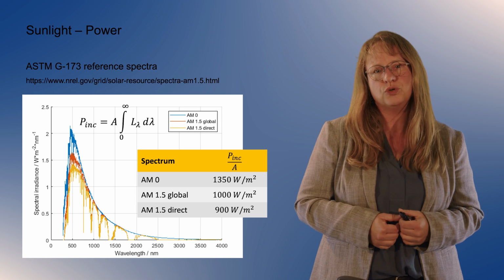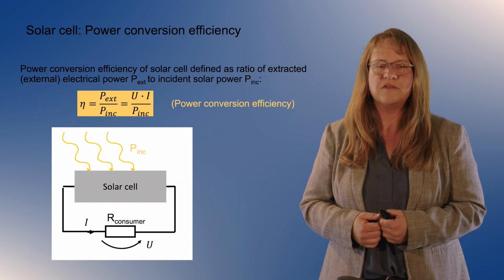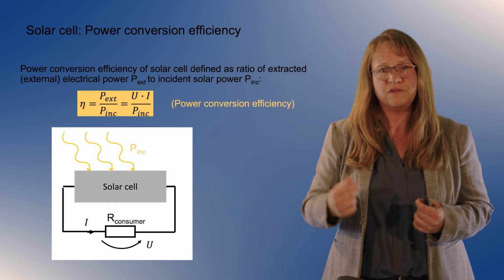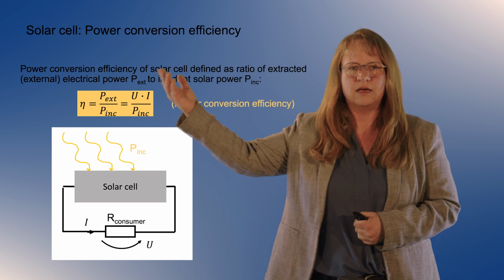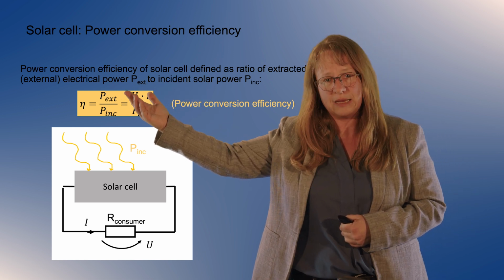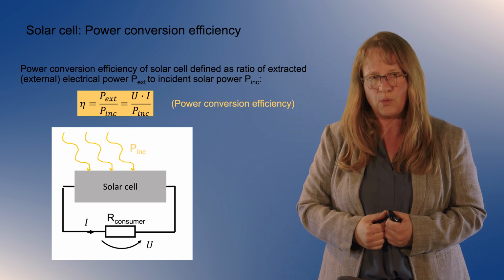And in order to do this, we have to first of all define the efficiency, which is given the Greek letter eta here. So the efficiency eta is defined as the power that is extracted from the solar cell, so the electrical power, divided by the incoming solar power.